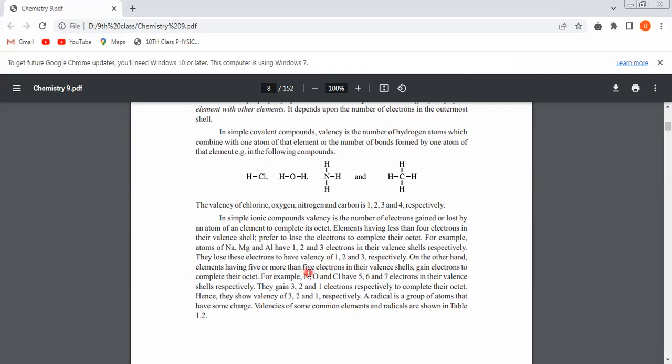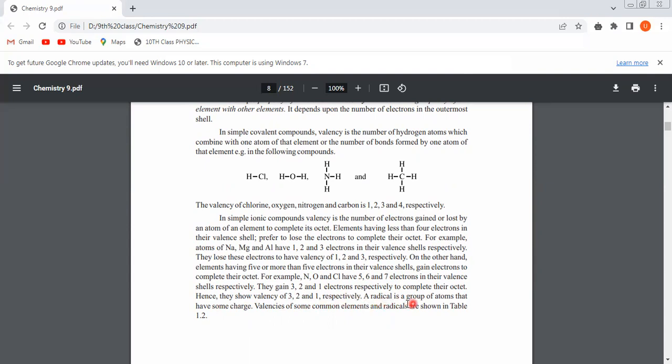In simple ionic compounds, valency is the number of electrons gained or lost by an atom of an element to complete its octet. Elements having fewer than 4 electrons in their valence shell prefer to lose electrons to complete their octet. For example, atoms of Na, Mg, and Al have 1, 2, and 3 electrons in their valence shell respectively. They lose these electrons to have valency of 1, 2, and 3 respectively. On the other hand, elements with more electrons gain electrons to complete their octet. For example, nitrogen, oxygen, and chlorine have 5, 6, and 7 electrons in their valence shell respectively. They gain 3, 2, and 1 electrons respectively to complete their octet. Hence, they show valency of 3, 2, and 1 respectively.